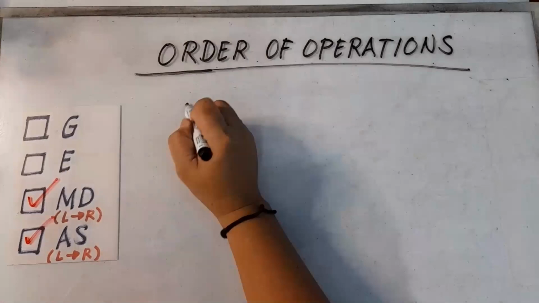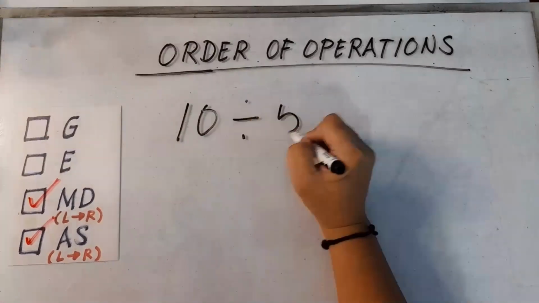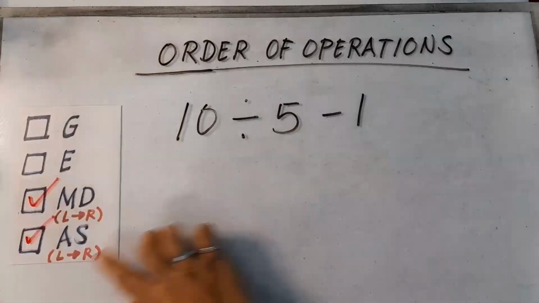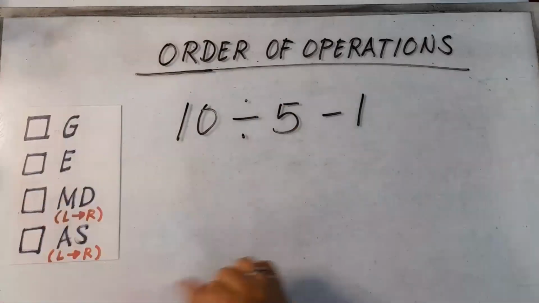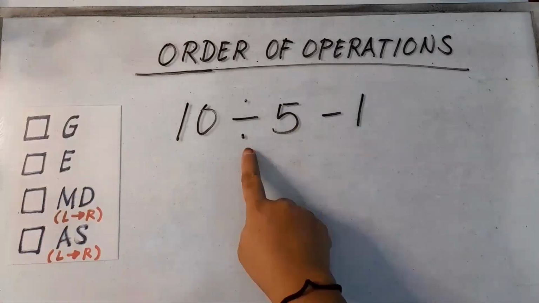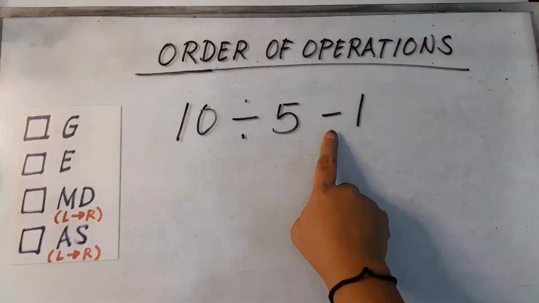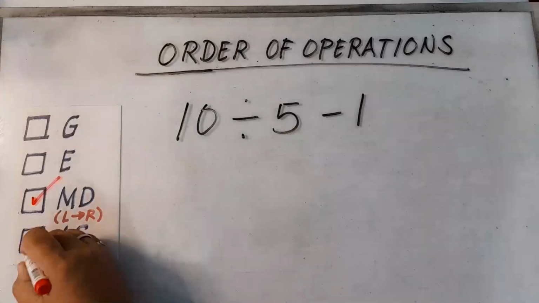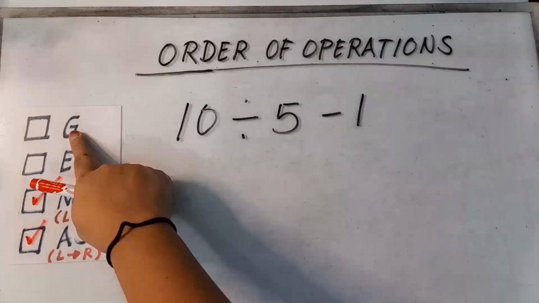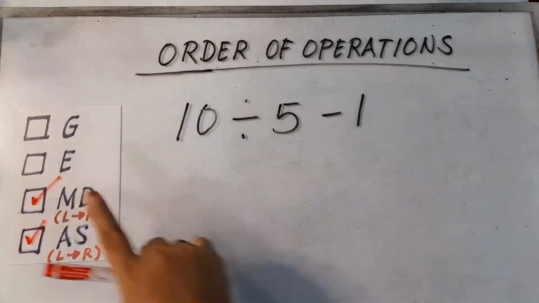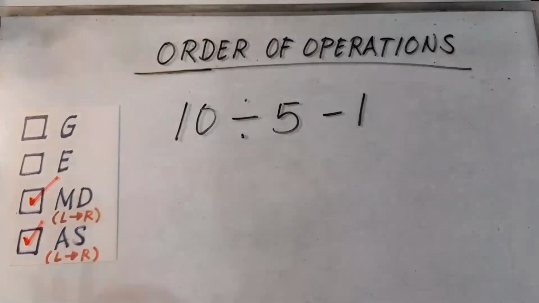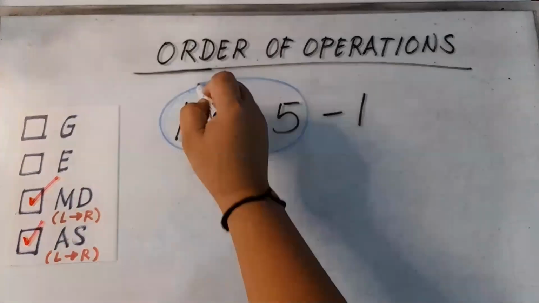Okay, let's have 10 divided by 5 minus 1. So, again, we have here two operations. Sorry, burahin na lang natin. So, ano yung dalawang operations natin? We have division and subtraction. Okay? So, ang checkan natin ngayon sa checklist natin, yung MD at saka yung AS, since wala naman tayong grouping symbol at saka wala rin tayong exponentiation. So, alin sa dalawa ang uunahin natin? Mag-divide muna tayo.